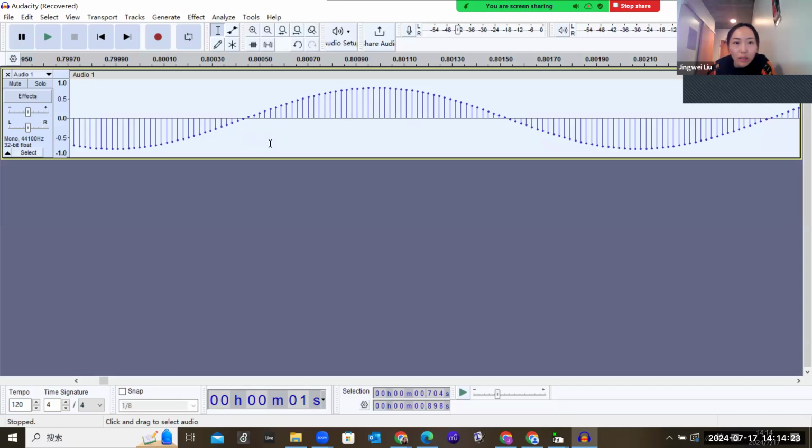So in Audacity, there is a function called draw. So it's this draw tool. Use this draw tool, and actually you can change those points separately.